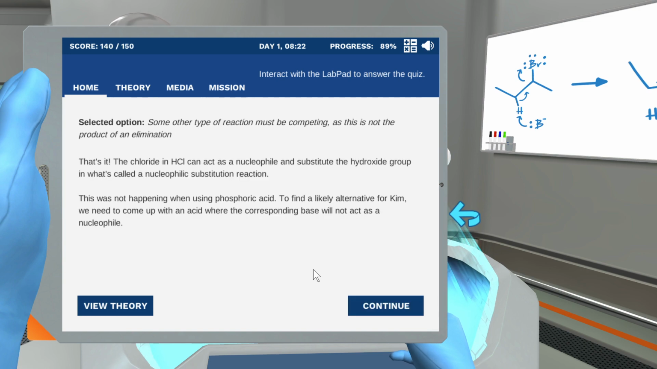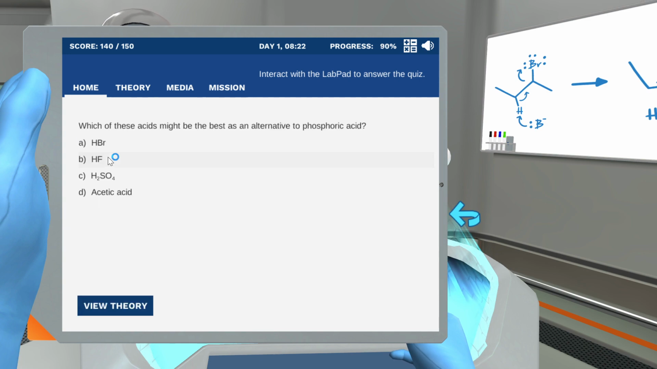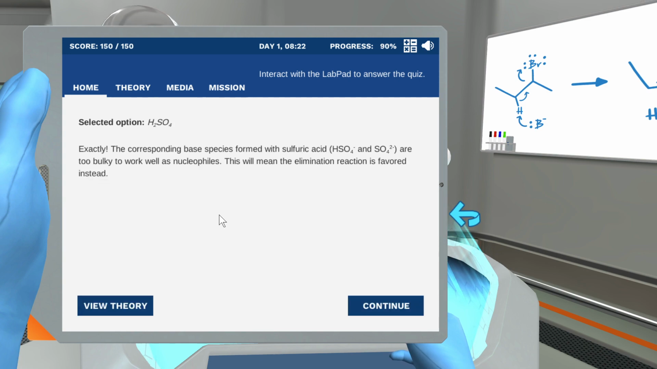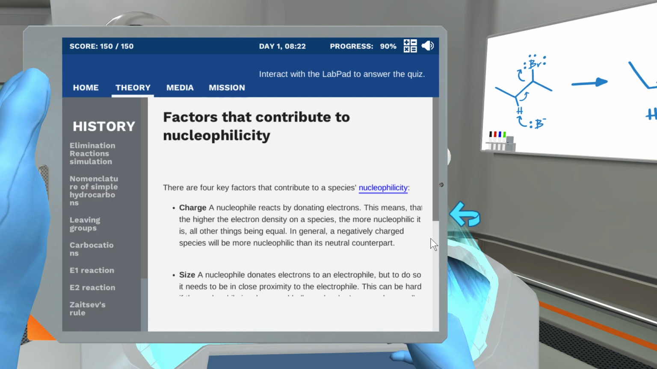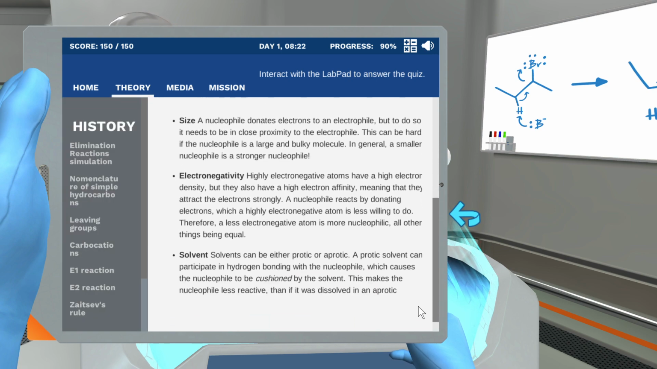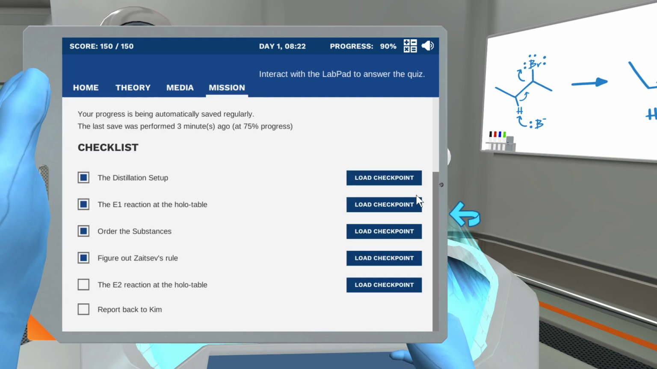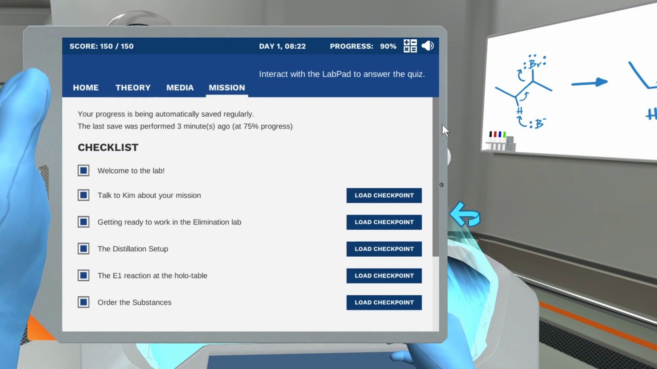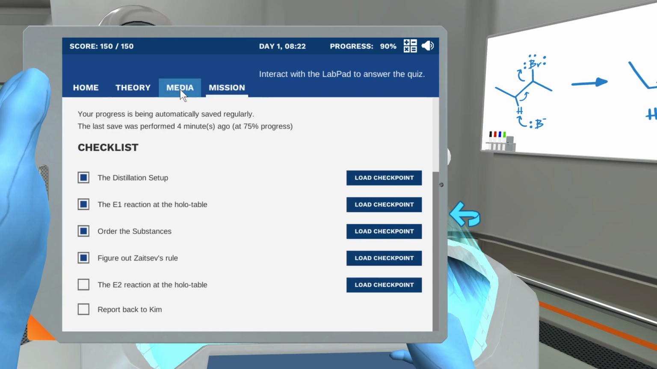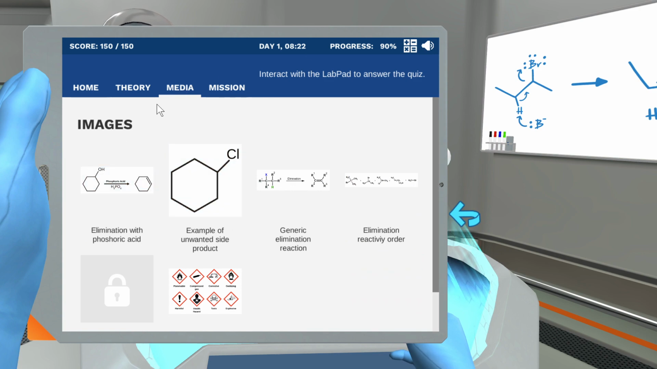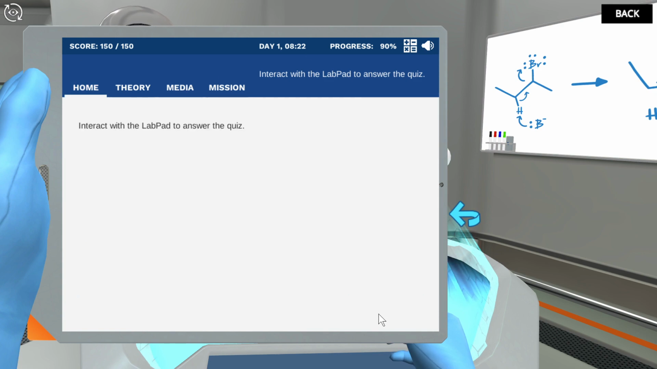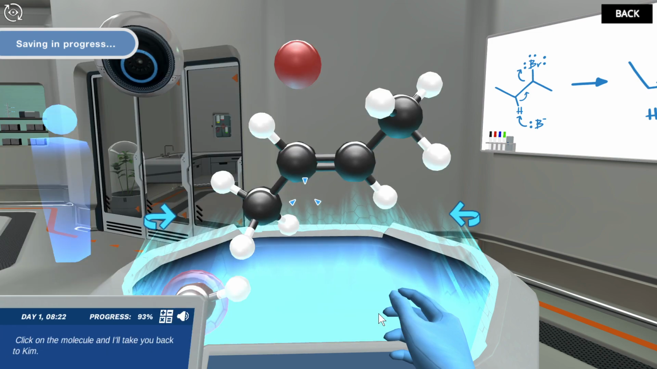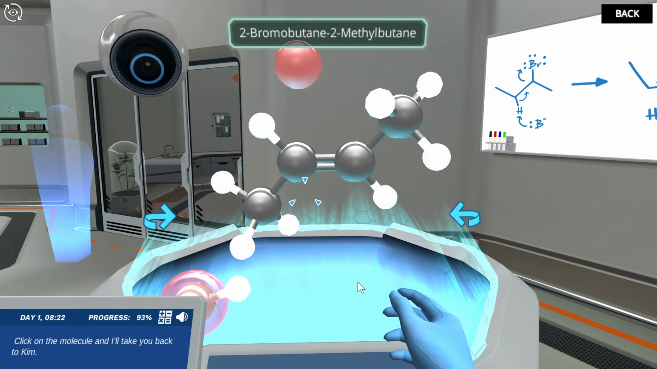That's it. The chloride in hydrochloric acid can act as a nucleophile and substitute the hydroxide group in what's called a nucleophilic substitution. Which of these acids might be the best alternative to phosphoric acid? Exactly. The corresponding base species formed with sulfuric acid are too bulky to work well as nucleophiles. This will mean the elimination reaction is favored instead. Alright, let's head back. Click on the molecule and I'll take you back to Kim.